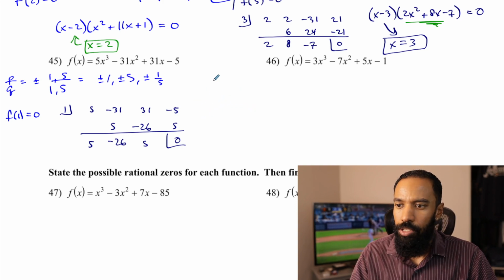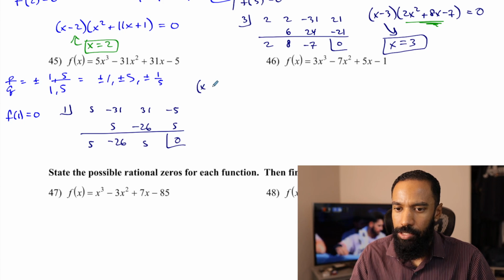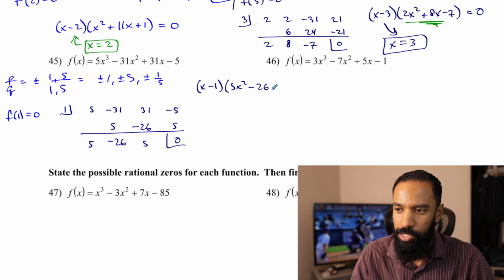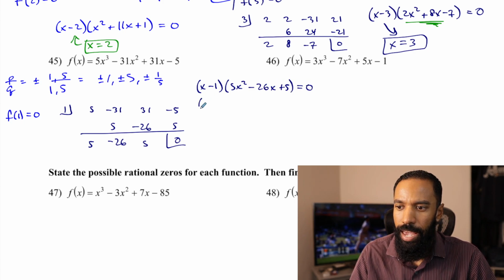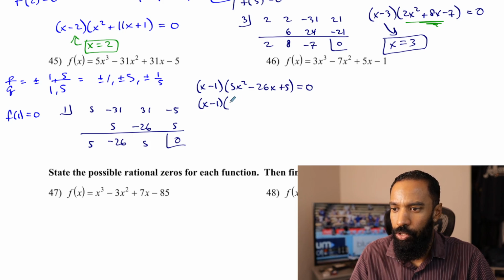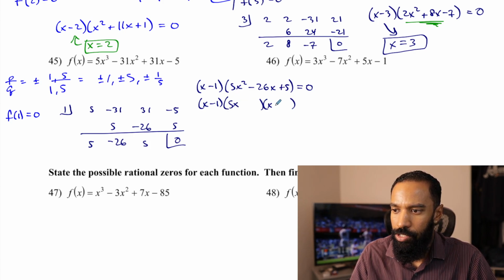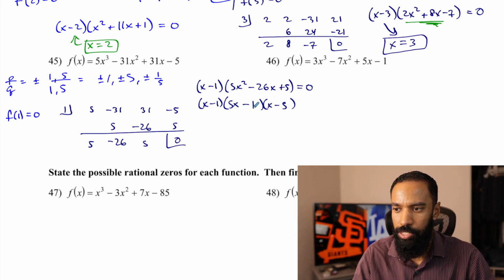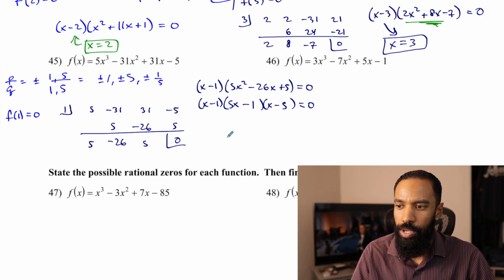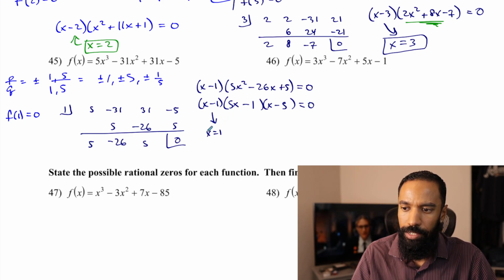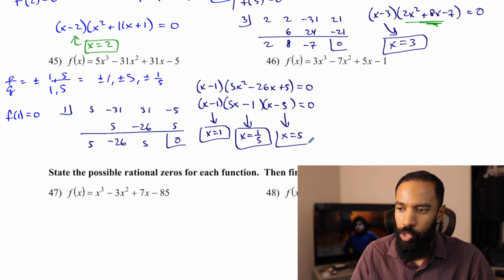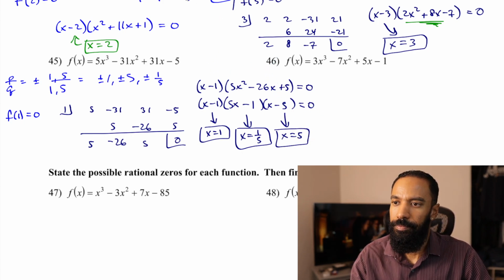This looks factorable. So this factors into x minus 1 times 5x squared minus 26x plus 5. And I think this factors into 5x minus 1 times x minus 5. That would be negative 25 minus 26, and that should work out there. So you have 3 different rational roots here. You have 1, you add 1 divided by 5, you get 1/5, and then add 5 here, you get 5. So all 3 are rational in that case.